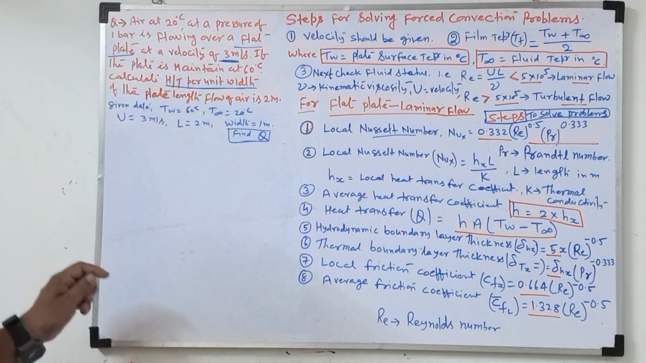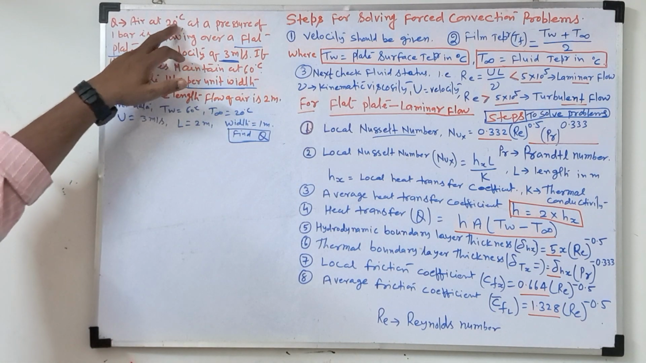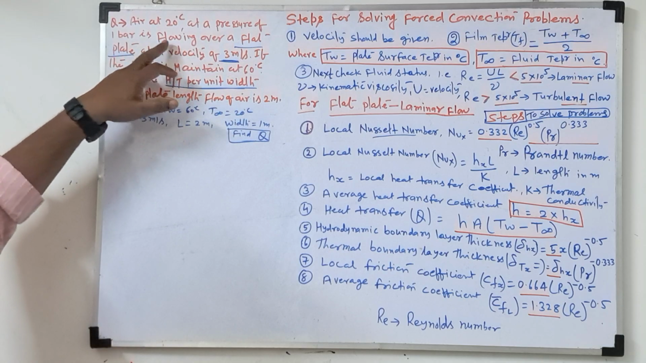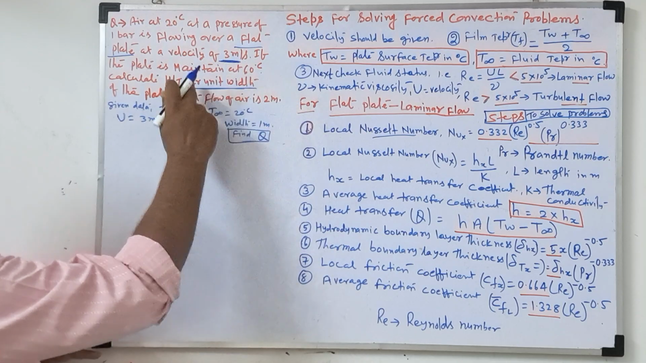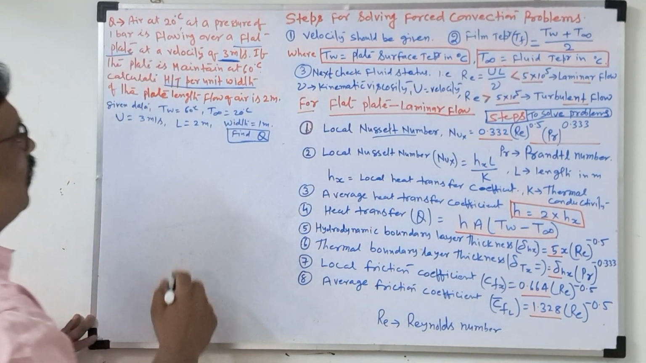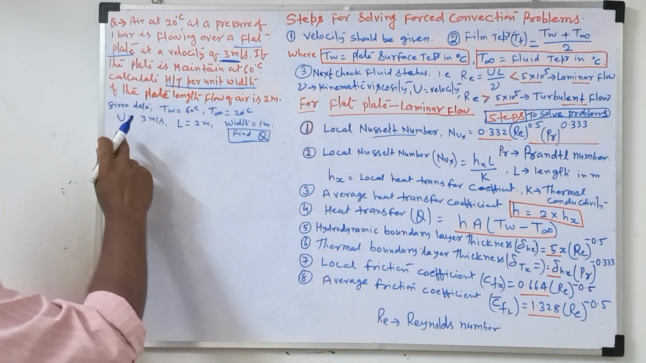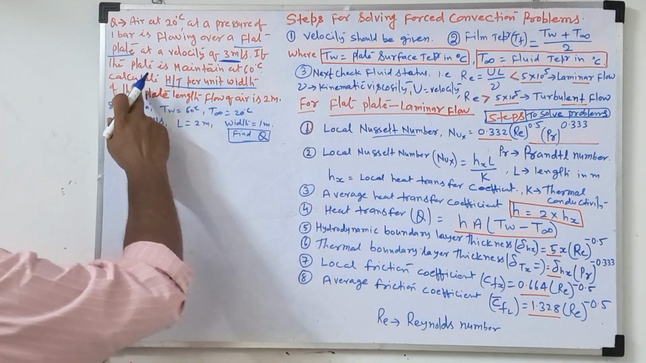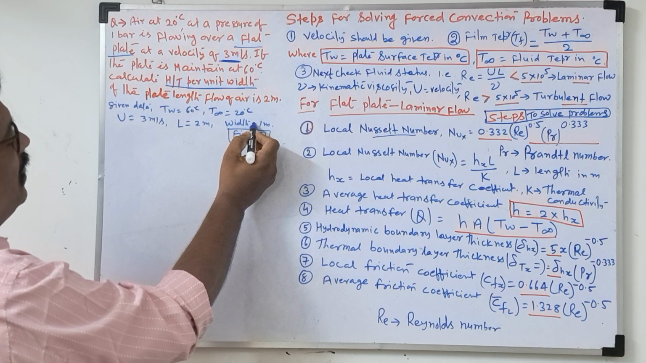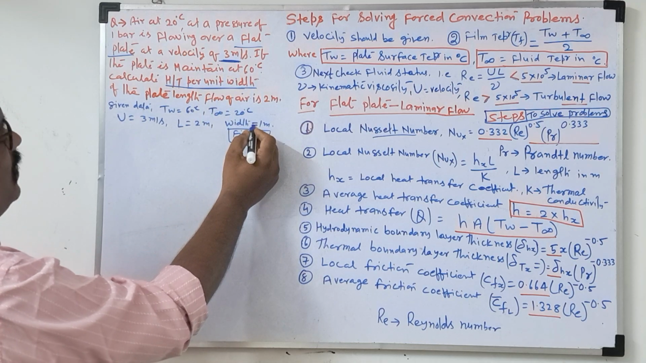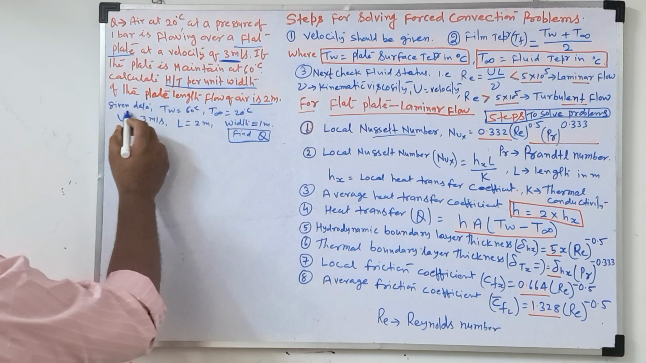Now look at the one question I have given as a demo. Air at 20 degrees, the fluid temperature is 20 degrees, at a pressure of 1 bar is flowing over a flat plate with velocity 3 meter per second. That means velocity is given, so this is a forced convection problem. The plate is maintained at 60 degrees Celsius, so the plate temperature is 60 degrees. They are asking to calculate the heat transfer per unit width, so Q, where the width is 1 meter and the length is 2 meter. So what data is given here?